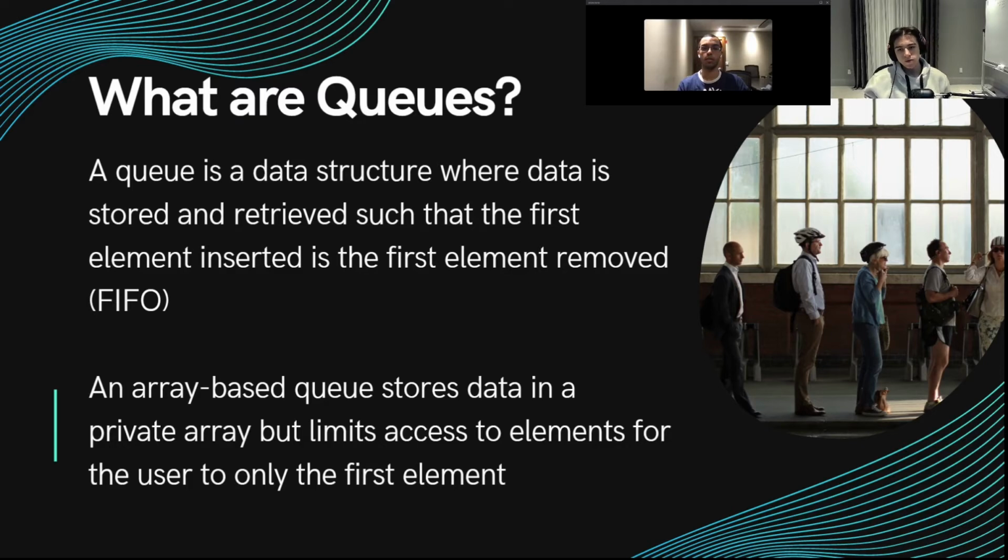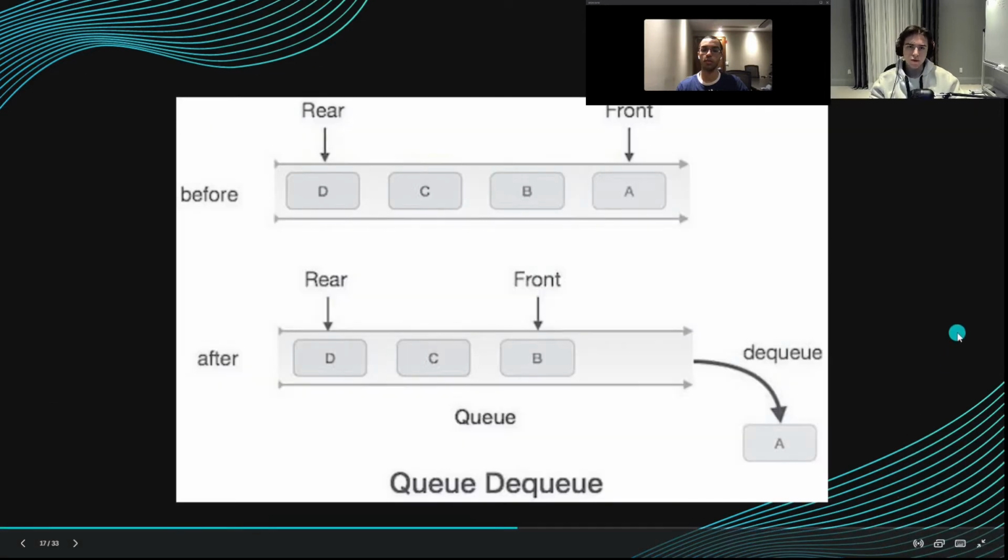In an array-based queue, data is stored in a private array, only seen and accessed within the class of the queue. This limits access to elements so that you can only add to and remove from the queue, without being able to manipulate the array like you would be able to if it was a normal one. So that covers an overview of what a queue is.